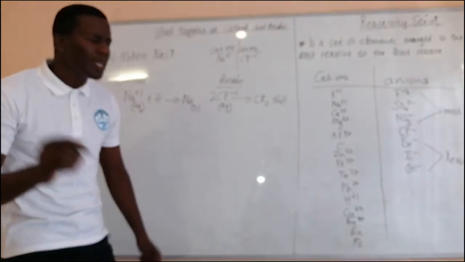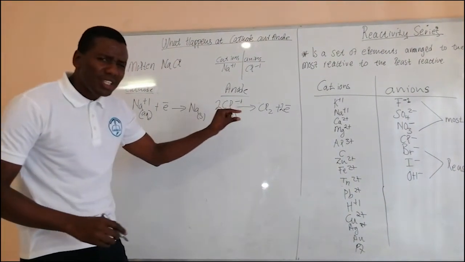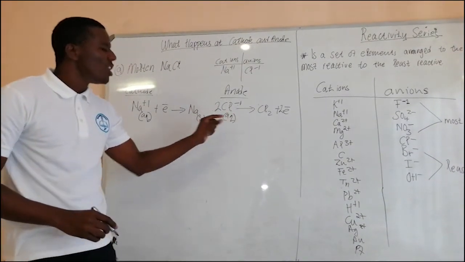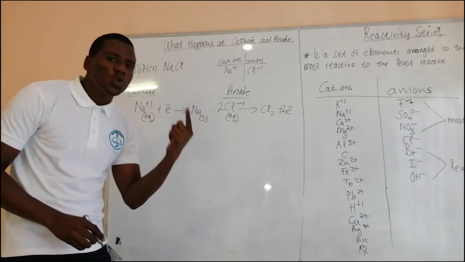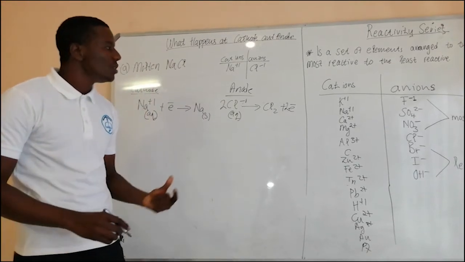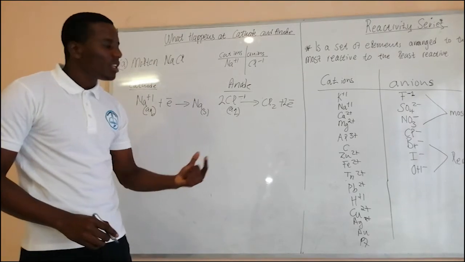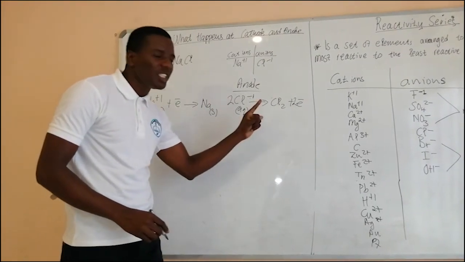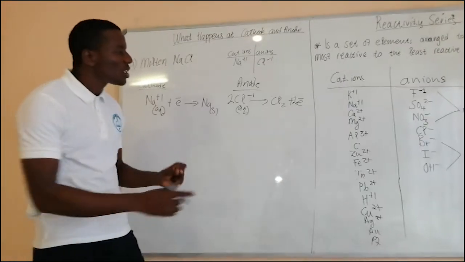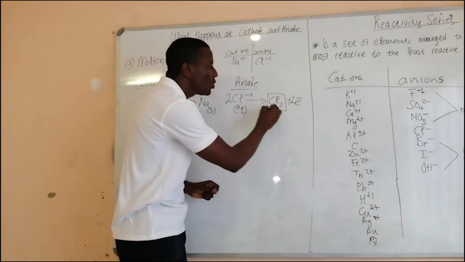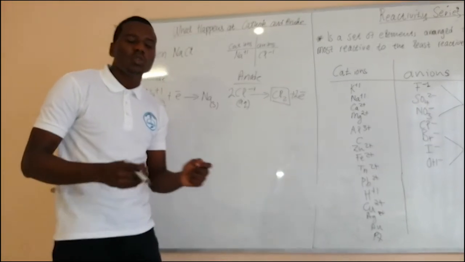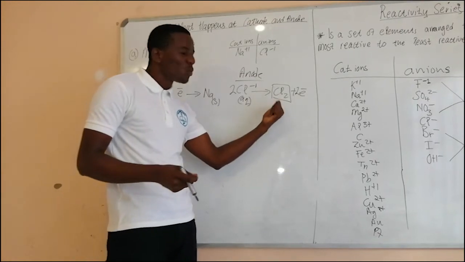Now, note one thing here. There are 2 chlorine atoms here, so there are going to be 2 chlorines gaining electrons. Not one chlorine is gaining, but 2 of them. That's why we have Cl2, and we have 2 electrons that are going to be gained because we have 2 chlorines.